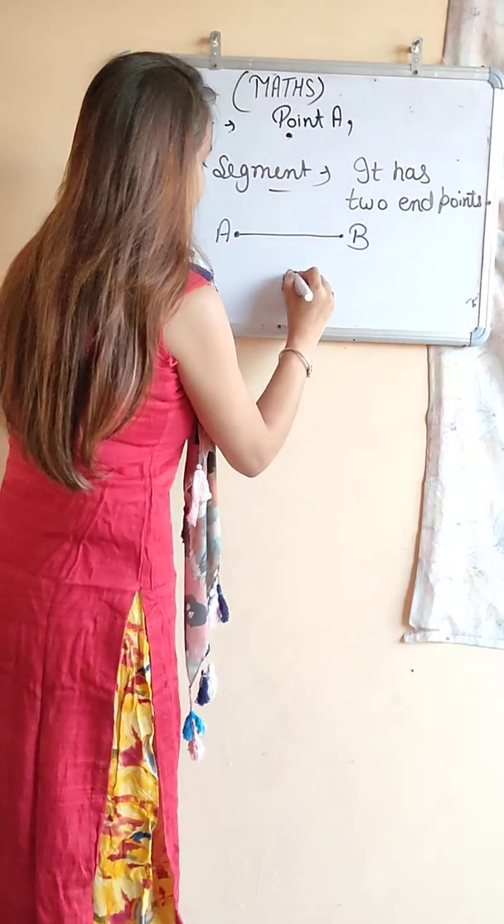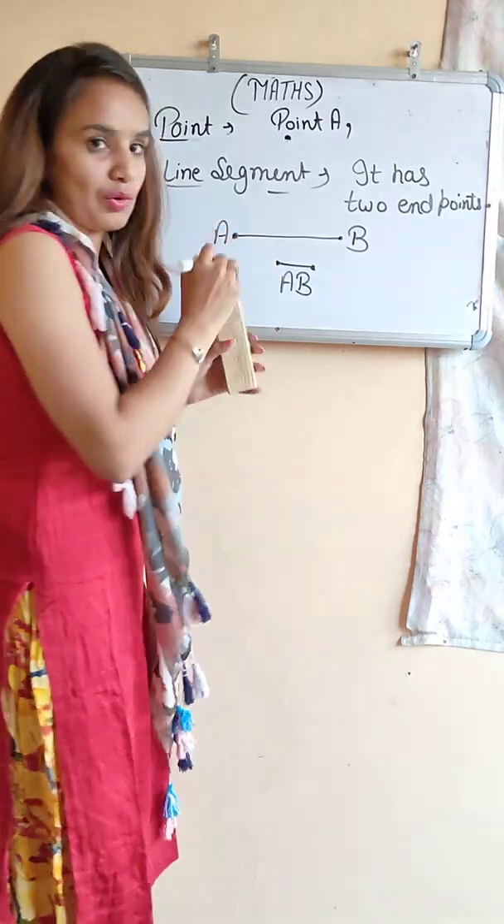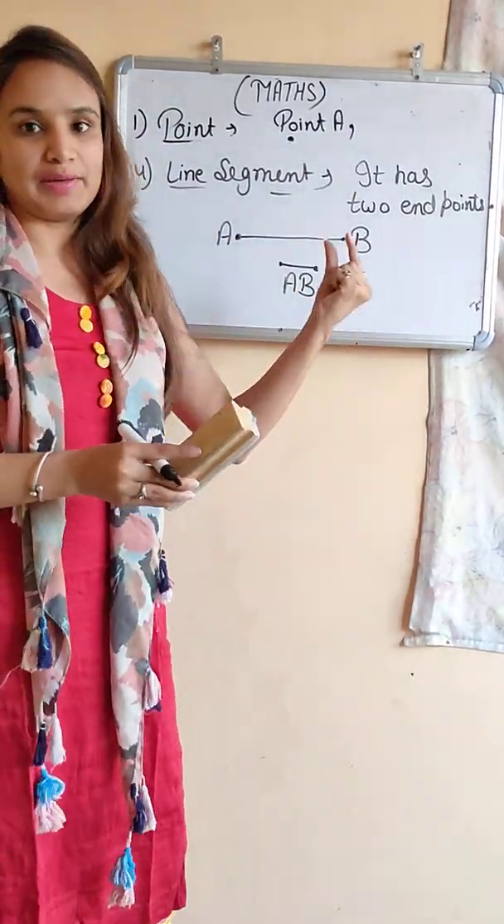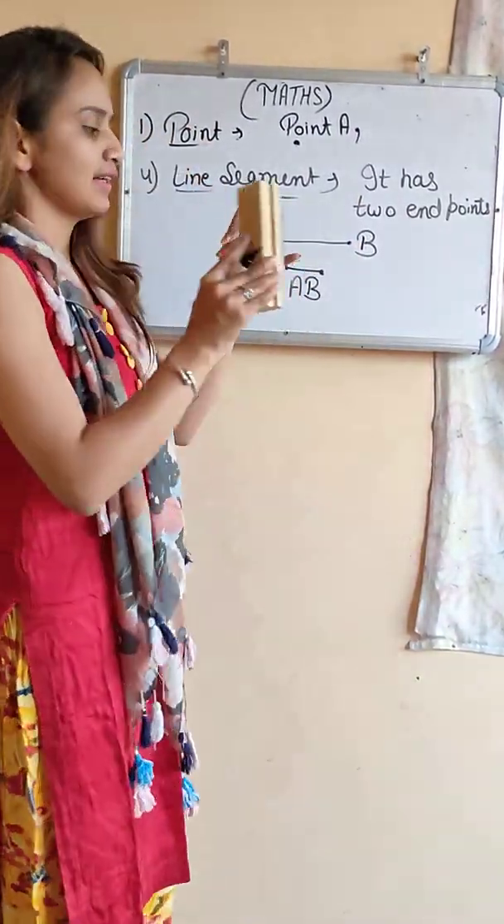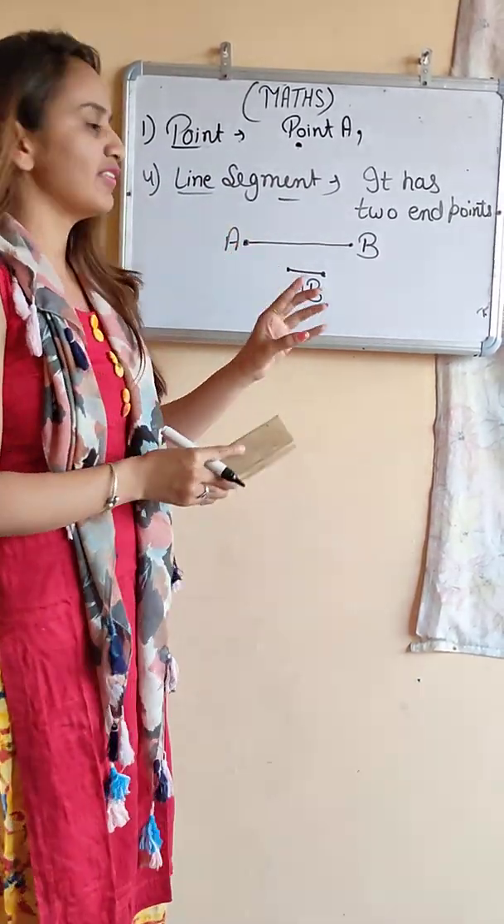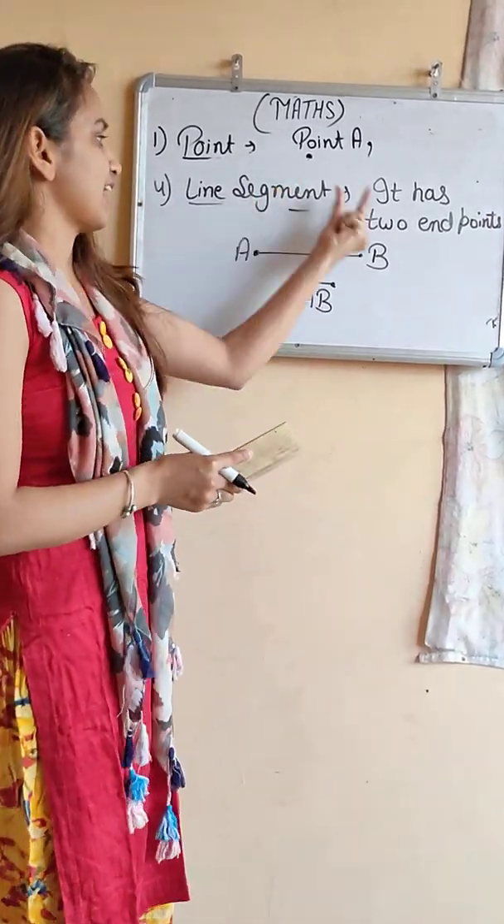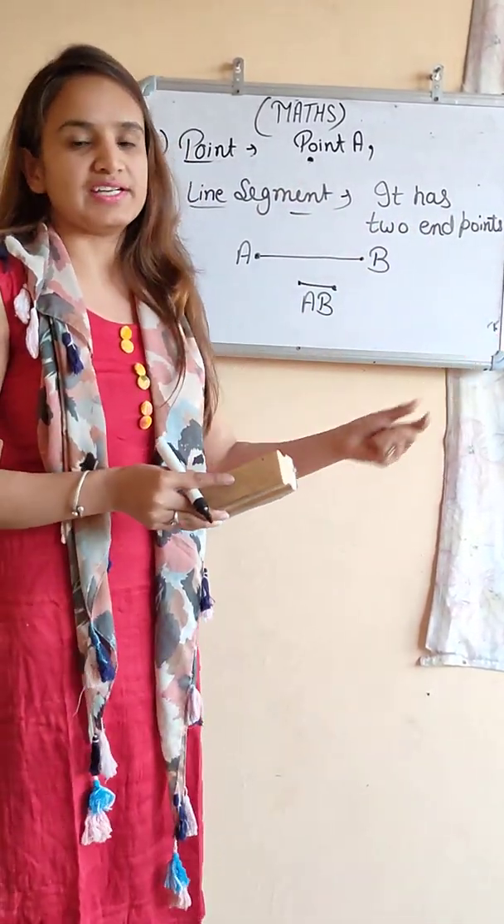Okay. And how do we denote it? Both sided dots, because it has 2 end points. So this is our point, line segment and ray. In line we have no end point, in ray we have one end point, and in line segment we have 2 end points. Thank you.